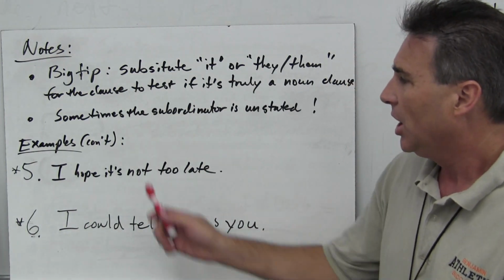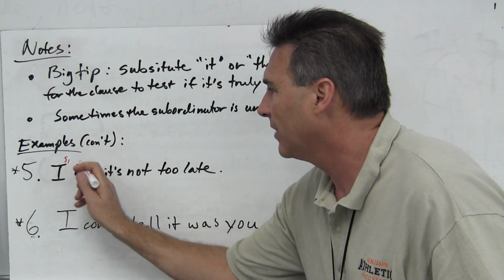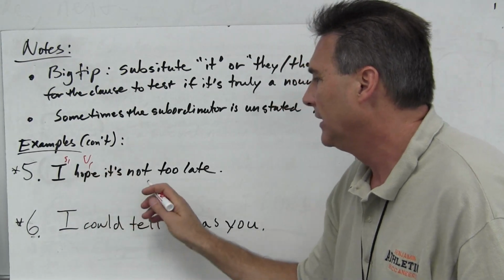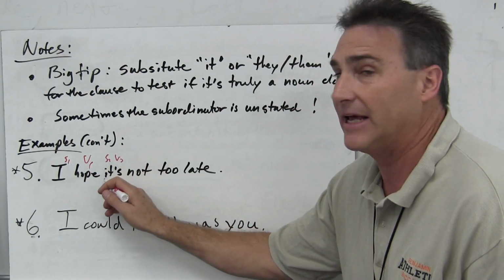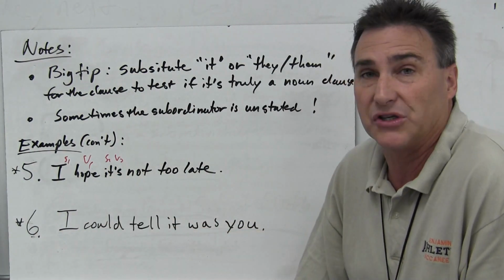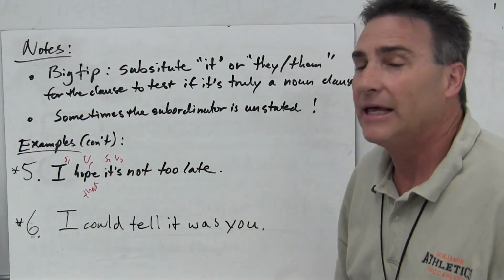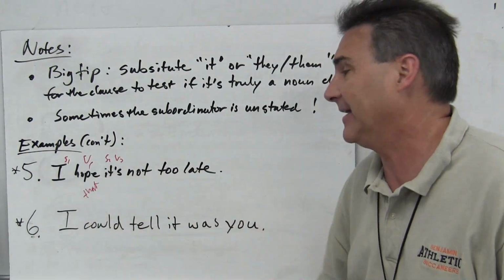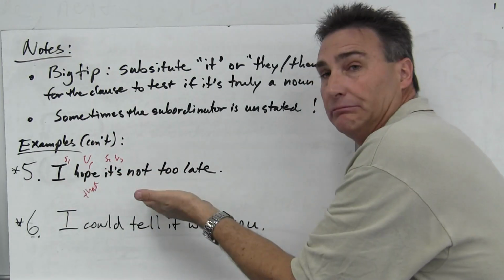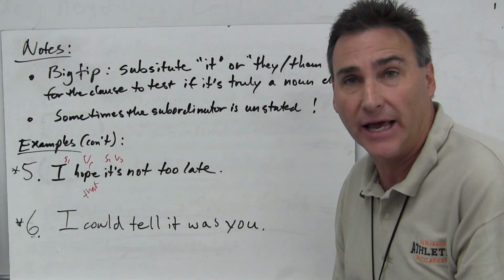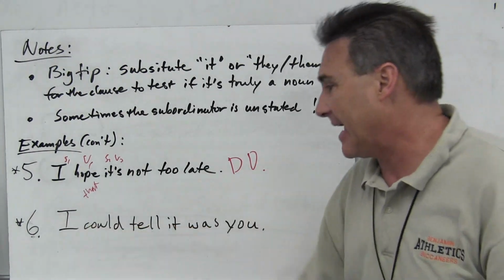Let's take a look. I hope it's not too late. Well, subject 1, I hope, verb 1, it is. Isn't that subject 2, verb 2? It and is. Well, where's the subordinator? The subordinator is not stated, but it's in the middle. That. I hope that it's not too late. So note that it can separate the two of them. I hope what? I hope that it's not too late. Again, this is a direct object, right? It's what we hope.